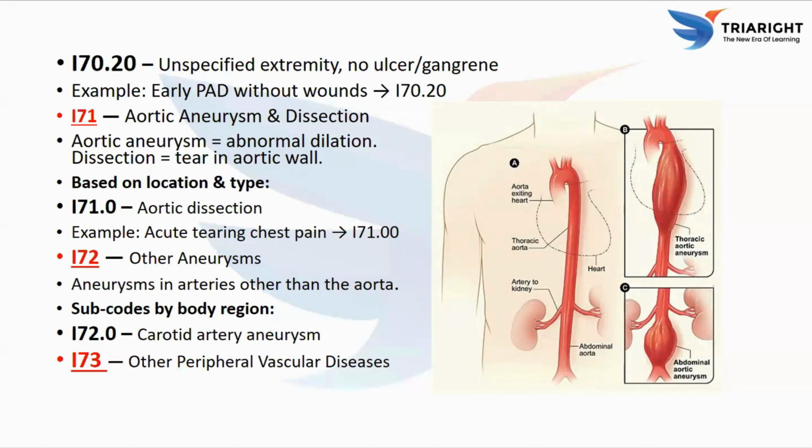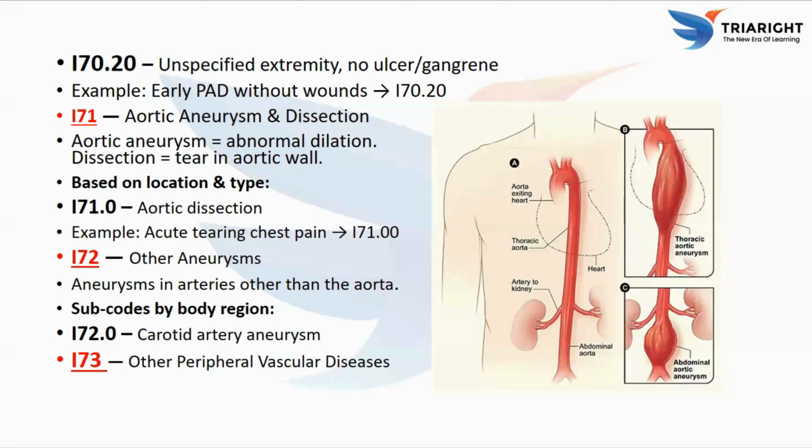So next, I71, it is aortic aneurysm and dissection. What do you mean by aortic aneurysm? It's an abnormal dilation or bulging of the aorta. Aortic dissection is a tear in the aortic wall, causing the blood to split the layers, which is a medical emergency. Based upon location and type, they are classified into subcodes.